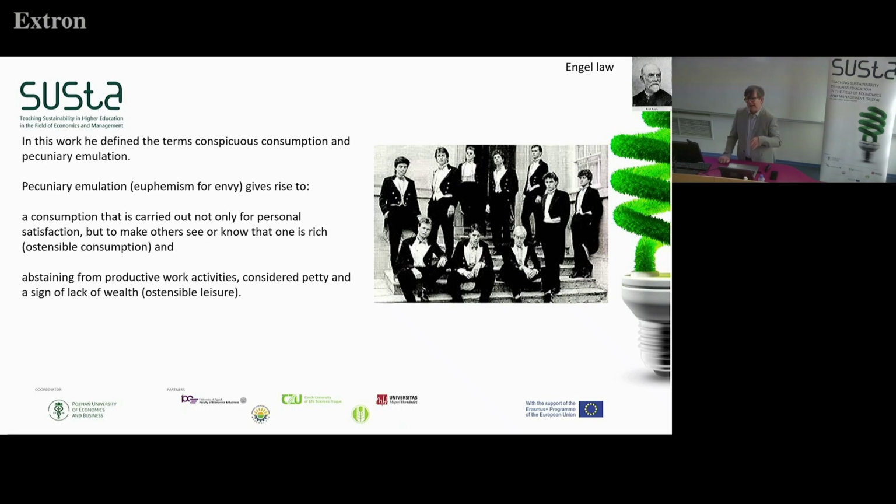Veblen's theory explains why the sustainability speech has been built on how good people we are. Okay?